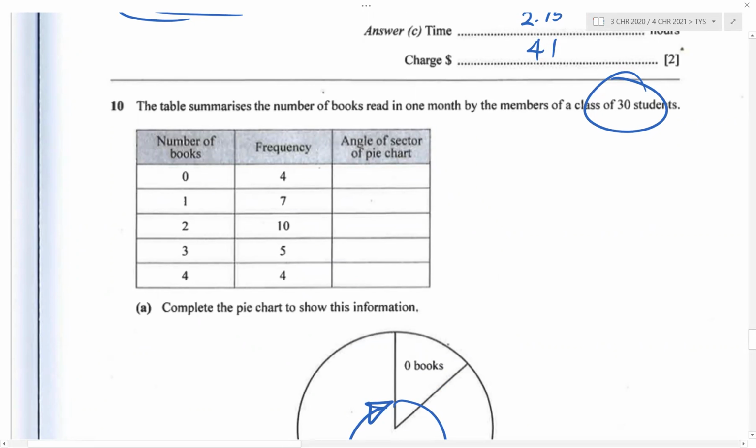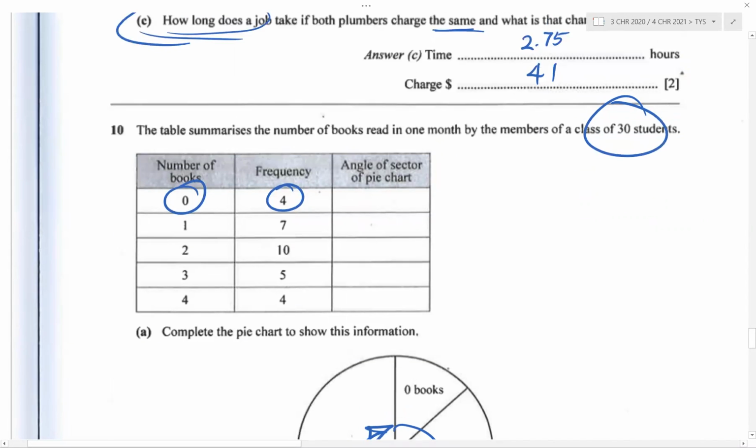So for the first case, if there are only 4 students who read 0 books, the angle will be, we write down the proportion, 4 out of how many students? 30 students. This is 4 out of 30 students, multiply by 360 degrees. Times 360 degrees. And we get how much? 48 degrees. This is one way to look at it.